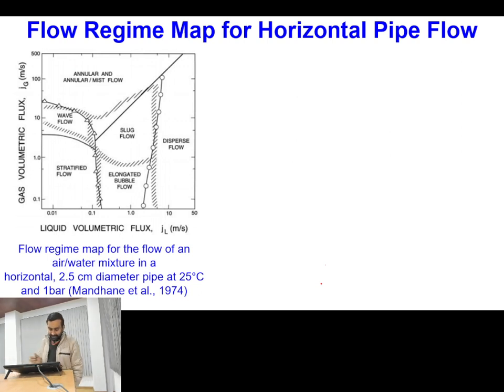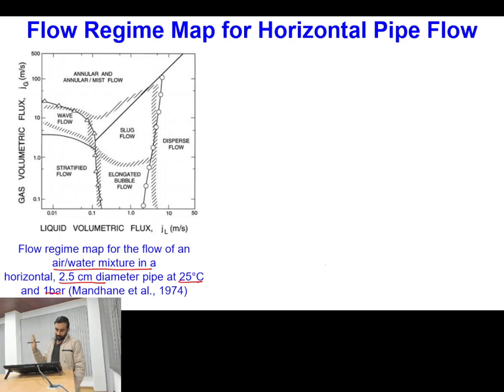Now, this is again another flow design map for horizontal pipe flow, and this particular flow design map is for an air-water mixture in a 2.5 centimeter diameter pipe at 25 degrees Celsius and 1 bar pressure. If you have a pressurized system, then of course there will be differences in the properties.